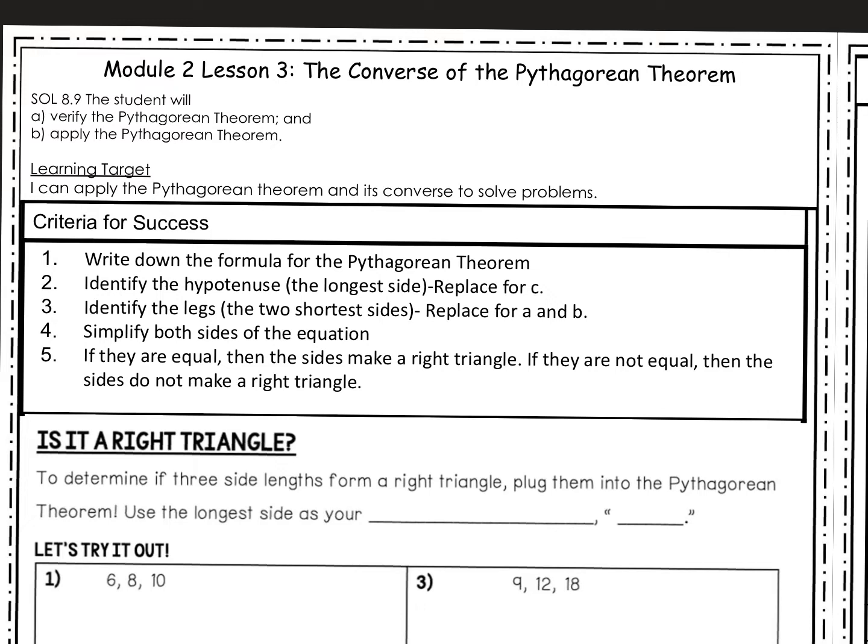Our criteria for success: write down the formula for the Pythagorean theorem, identify the hypotenuse, which is the longest side, replace for C, identify the legs, the two shortest sides, replace for A and B, simplify both sides of the equation. If they are equal, then it makes a right triangle. If they are not equal, then the sides do not make a right triangle.